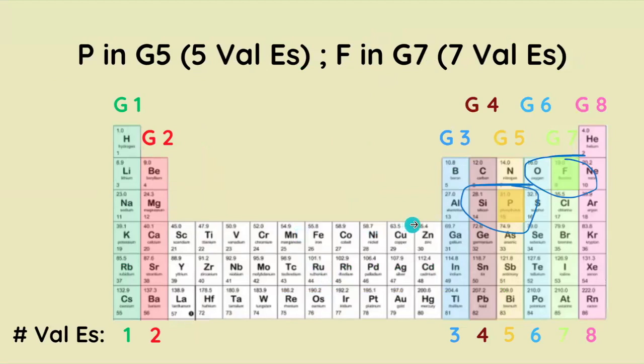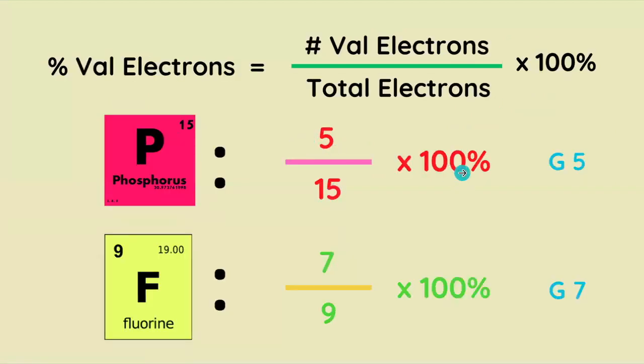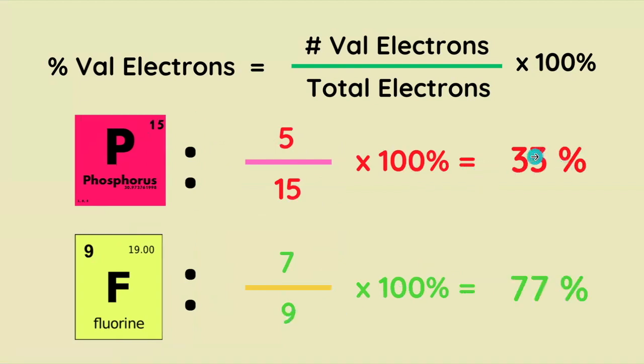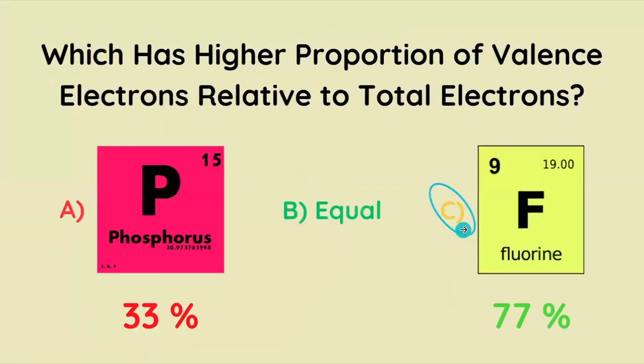And we figure out the numerator, the number of valence electrons, based on the group to which that element belongs. 5 for phosphorus, and 7 for fluorine. We get 5 over 15 times 100% for phosphorus, and 7 over 9 times 100% for fluorine. Evaluate it, and we get 33% for phosphorus, 77% for fluorine, so C is very clearly our answer, because fluorine has a much higher proportion of valence electrons, or percent of valence electrons, as compared to phosphorus.